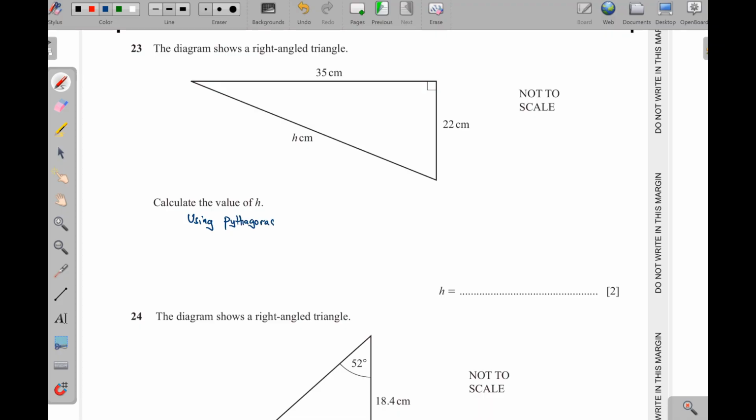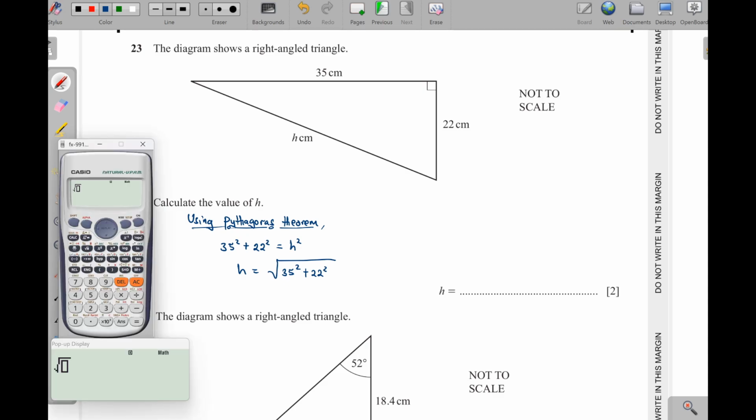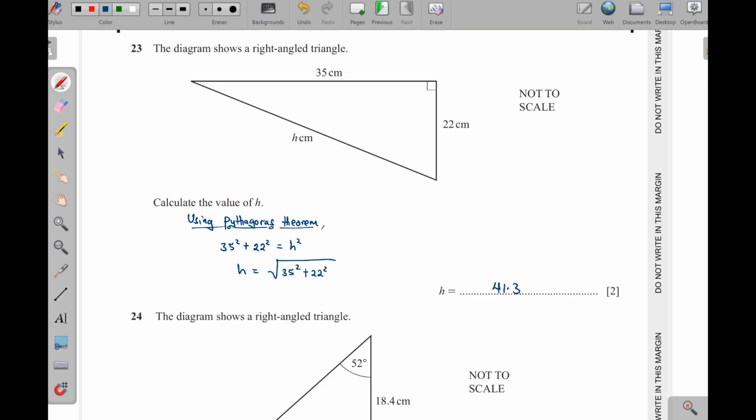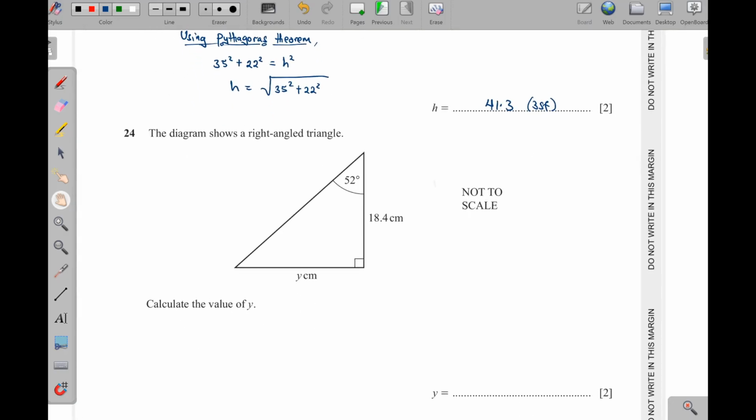So using Pythagoras theorem, what are we going to have here? 35 squared plus 22 squared is equal to h squared. That means h will be equal to the root of 35 squared plus 22 squared. So what do we get? Square root of 35 squared plus 22 squared. That is 41.3, to three significant figures. As simple as that. Then question 24, which happens to be the last question.